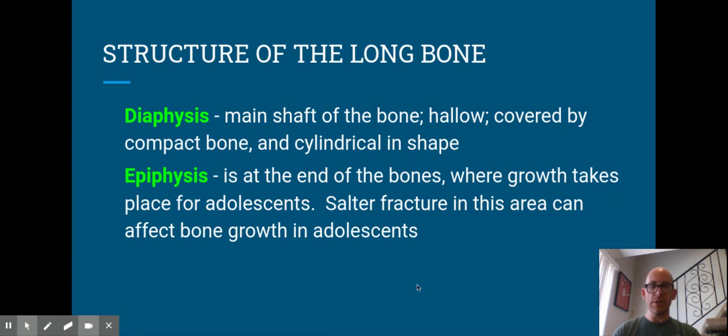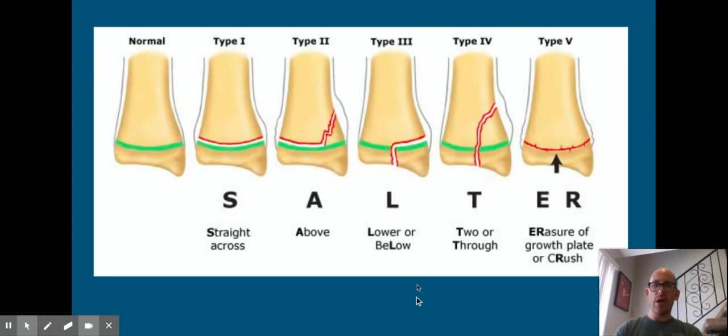So they look at these things called Salter fractures, which I'll show you a graphic so you can see. So that green line is the growth plate. This is the diaphysis here, the shaft, and the epiphysis here is the end of the bone. The growth plate's in the middle. So there are some fractures you can get here in the growth plate that can be really dangerous for young people and can cause stunted growth.